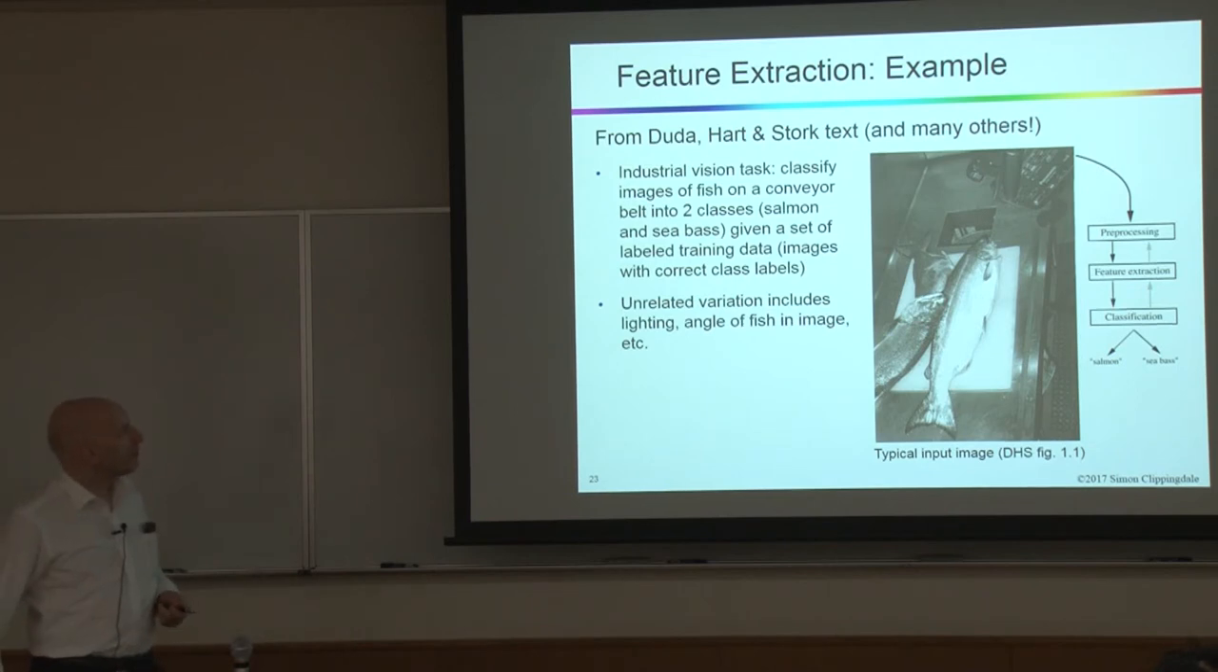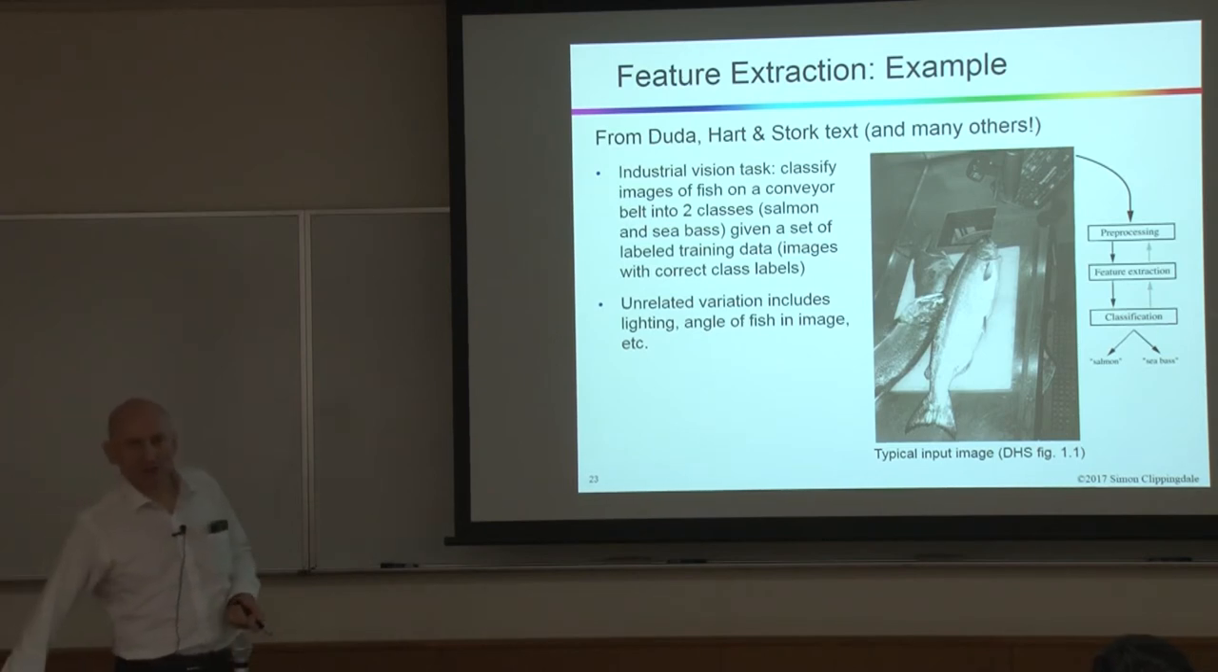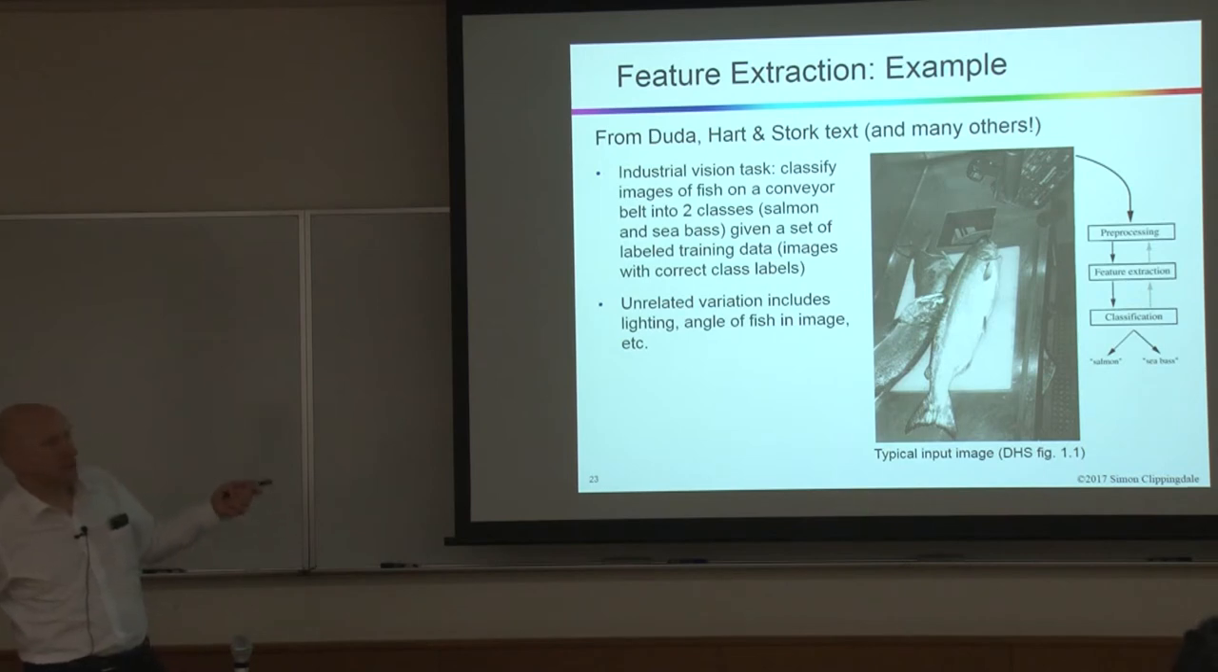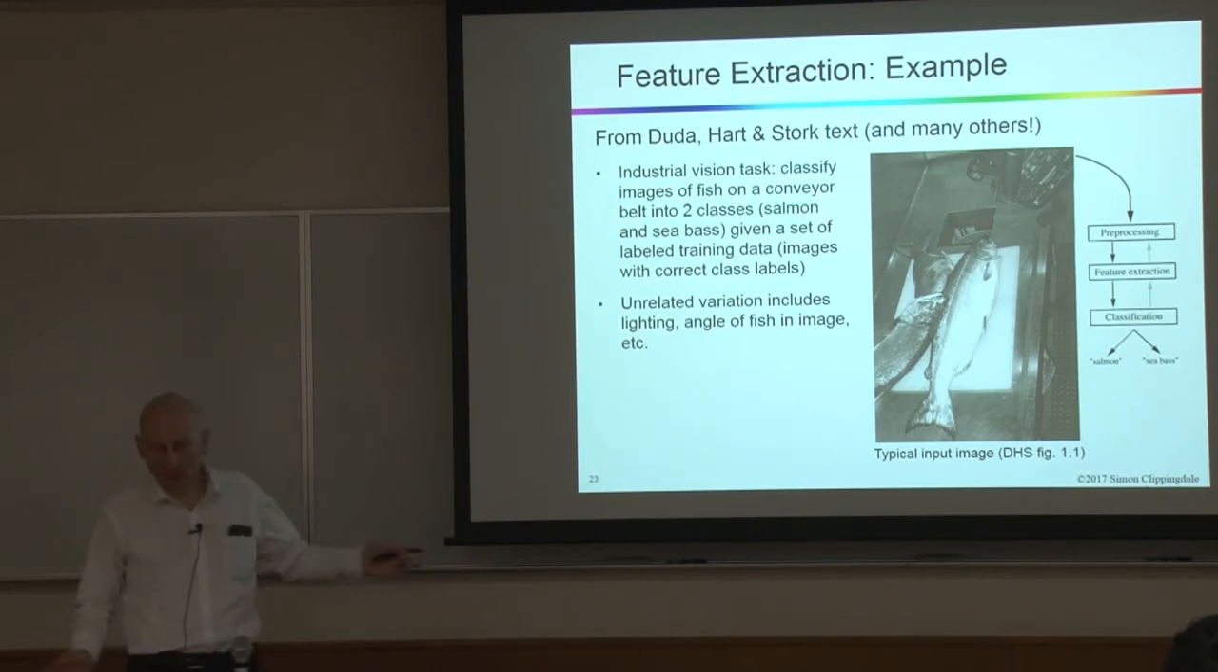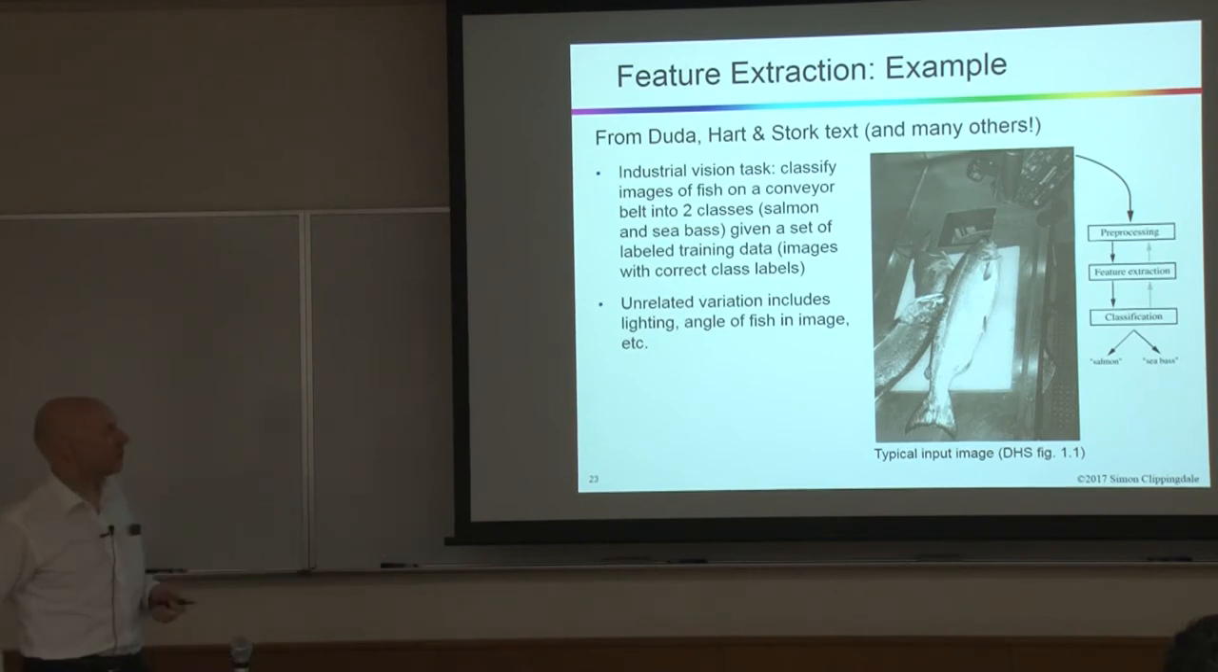Okay, so here's a rather simple example of some features. This is from DHS, Duda, Hart and Stork, which is one of the texts for this course. It's kind of old now, but there isn't really much of a better one. So most people, I think, still use this text. This is an industrial inspection problem. We've got two types of fish on this conveyor belt and a camera pointing at the conveyor belt. The two types of fish are salmon or sea bass, and the idea is what kind of features should we try to extract to distinguish the salmon from the sea bass.